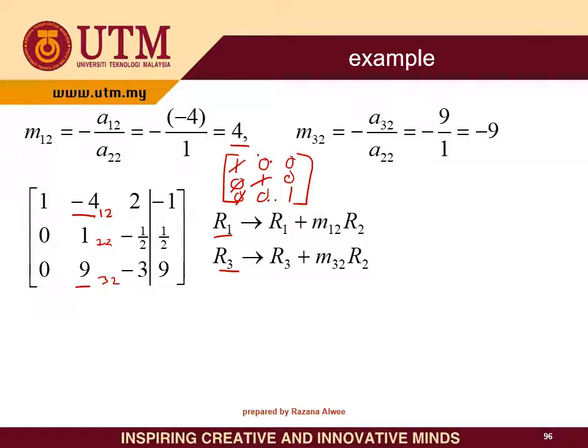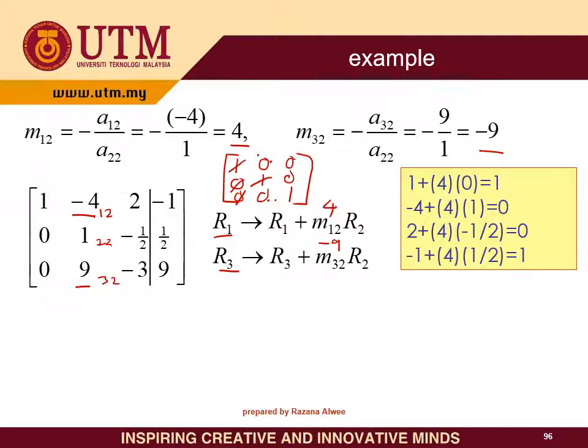M32. So for M32, A32 divided by negative 1, A22. So we get negative 9. Alright. So this one should be 4. This one should be negative 9. And we multiply by the row.